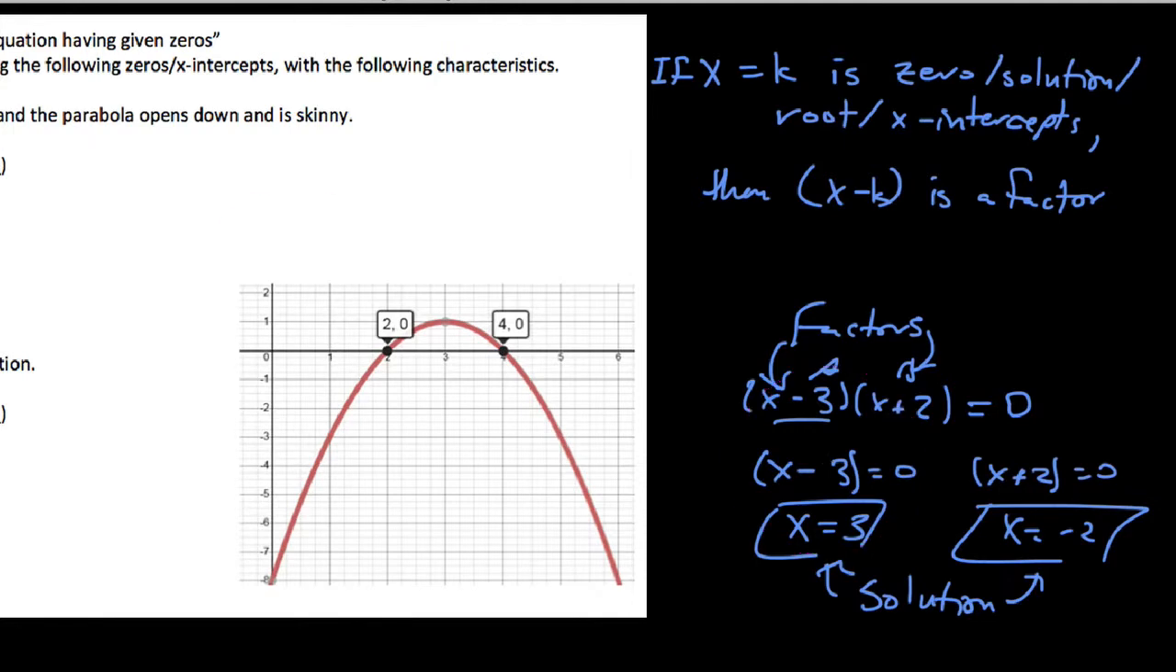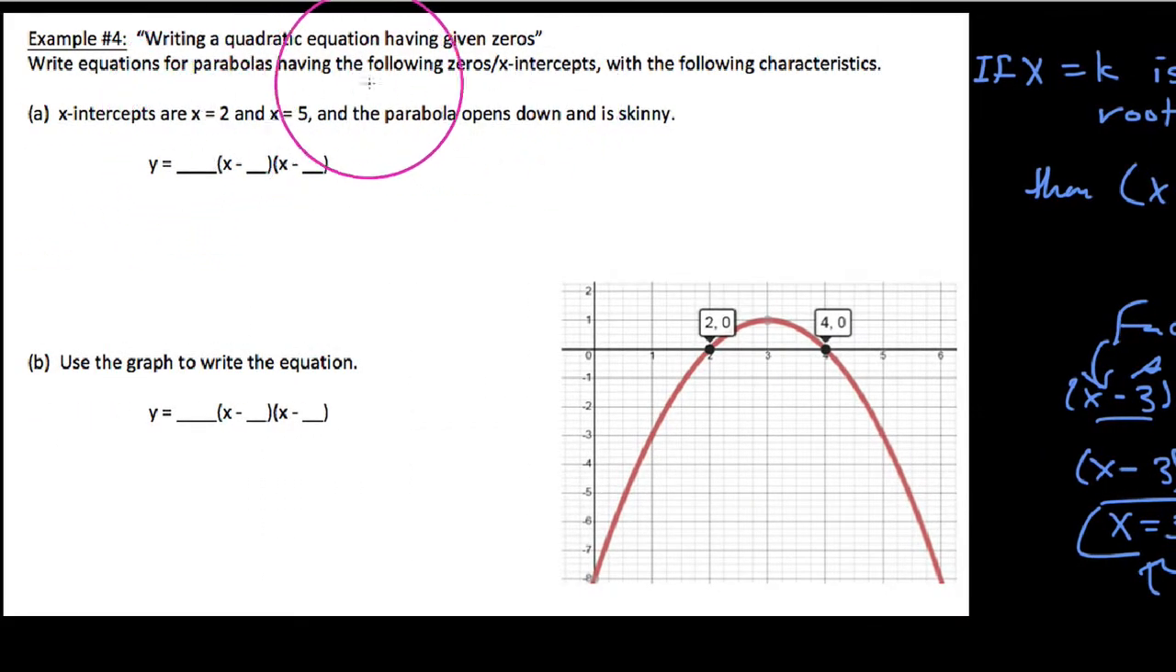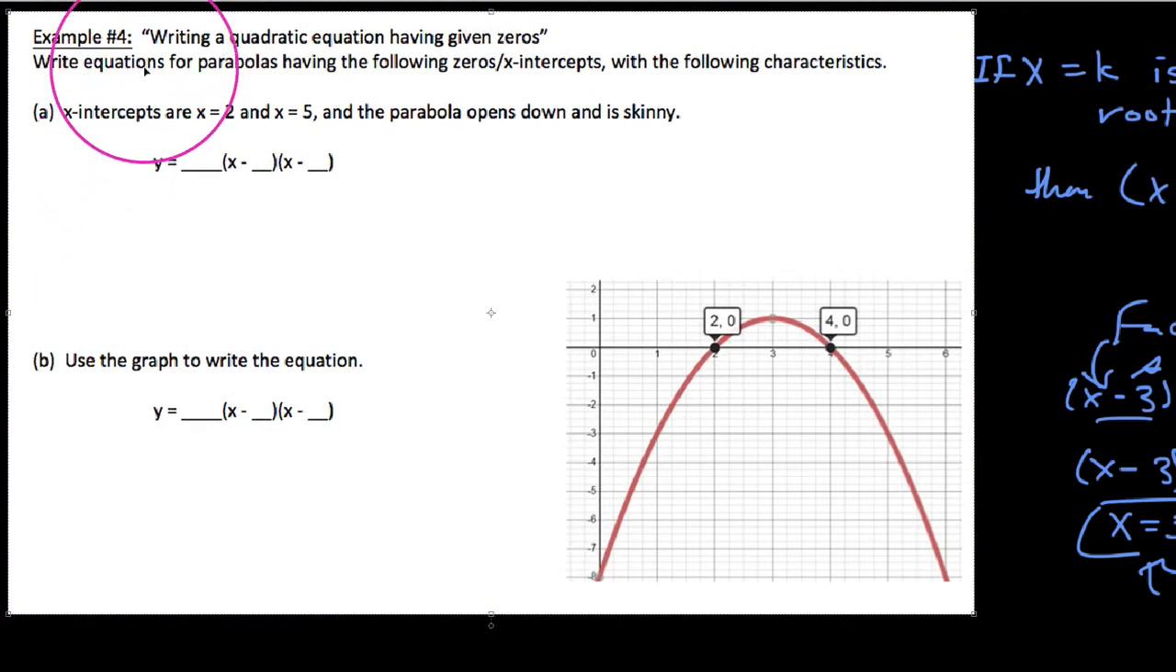So here's the deal. Looking up here, I wanted to use what I know about the linear factorization theorem. It says write the equations for problems having the following zeros or x-intercepts within the following characteristics. So I want an x-intercept at x equals 2, and I want an x-intercept at x equals 5. So what we're going to do is this.